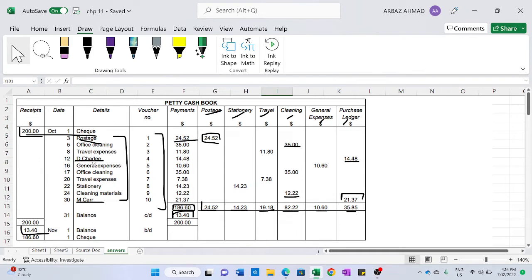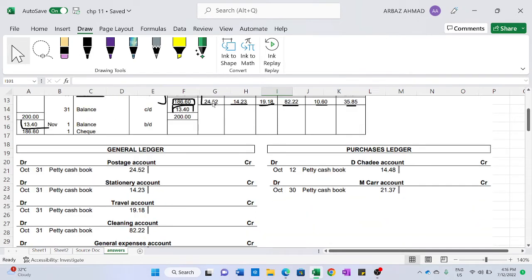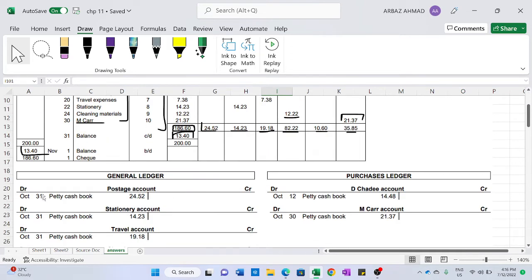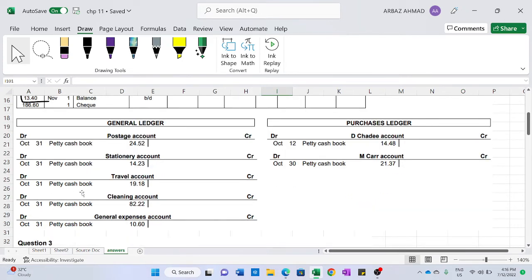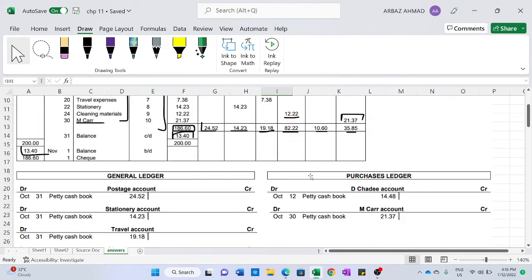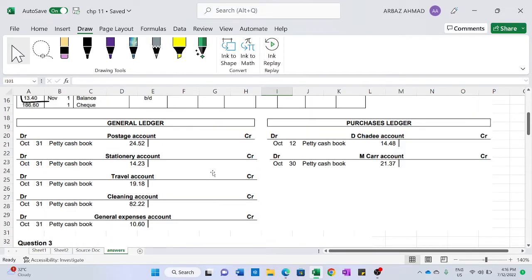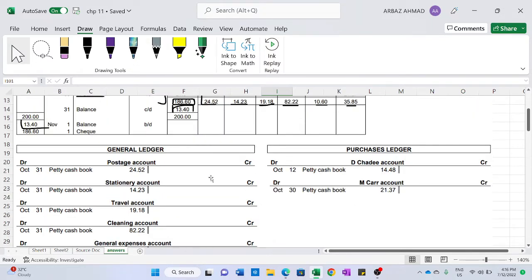Then you are going to take this amount and transfer it to the specific ledger. So if I have postage, I have the total of 2452. I will take it and put it in my ledger account of postage. Why is it on the debit side? Because postage is an expense to me, stationery is an expense to me, travel is an expense to me, cleaning, general expenses, all these are expenses. But this one is trade payables, and the amount is coming from petty cash, so we have to name it as petty cash. Hope that's clear.